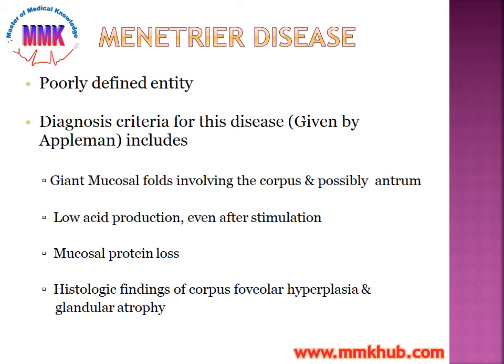Next is Menetrier disease. It is a poorly defined entity whose diagnostic criteria include, first, giant mucosal folds involving the corpus and possibly antrum of the stomach. Second feature is low acid production even after stimulation. Third is mucosal protein loss. Histologic findings of the corpus are foveolar hyperplasia and glandular atrophy.